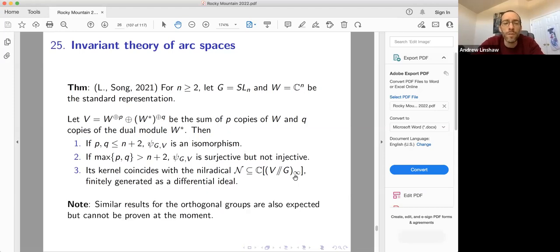Okay, unfortunately, similar results for the orthogonal group are missing. It would be very nice to know results like this for the orthogonal group, but so far the methods don't work. And also for OSp_1|2n, the classical invariant theory is also understood for the standard representation of OSp_1|2n. It would be nice to get similar results like this, but it's out of reach at the moment.